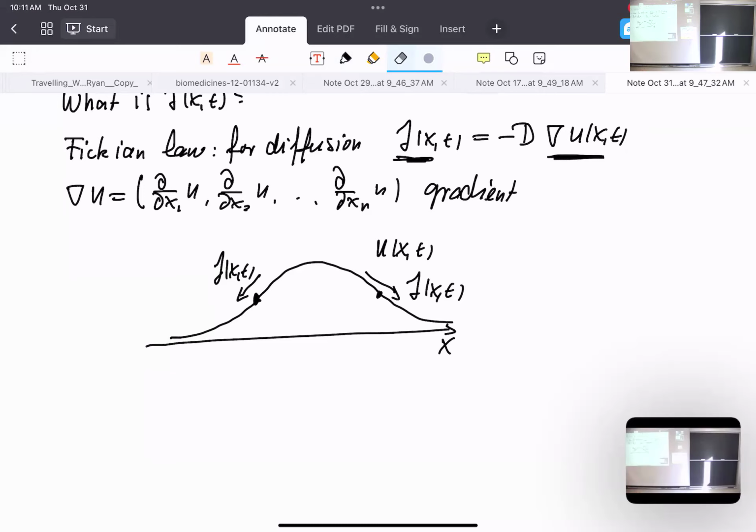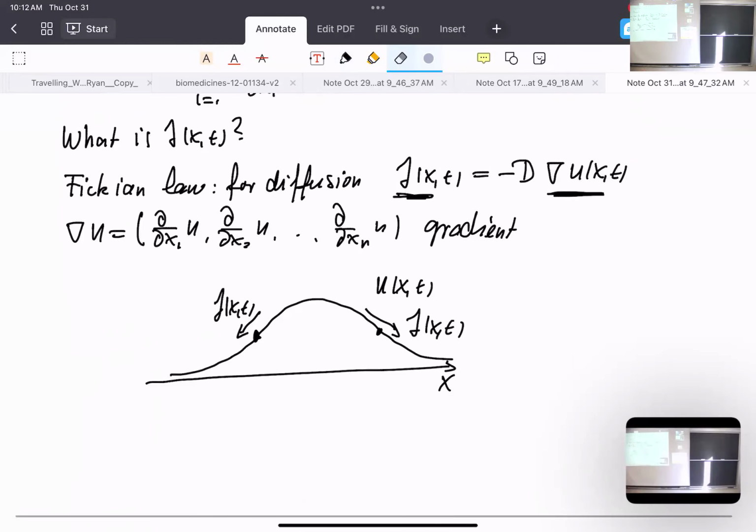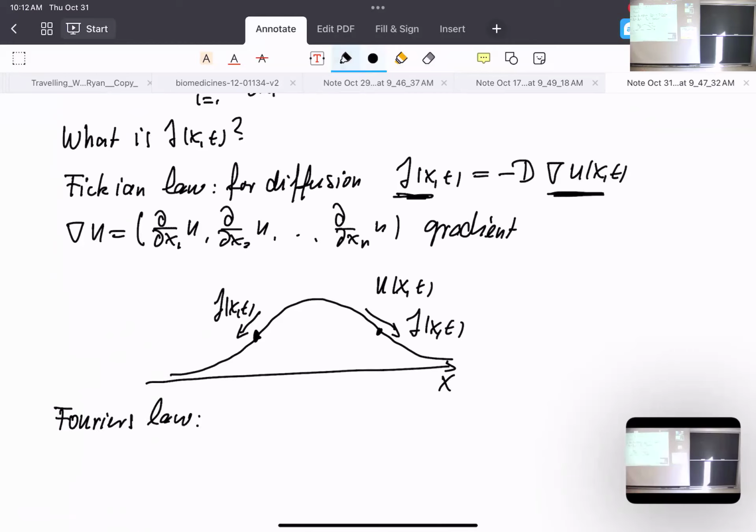Now, if you talk to, for example, Luigi Preziosi, I mentioned him here, he comes from thermodynamics, and he would know Fourier's law. In Fourier's law you are concerned about heat conduction, so U would be a temperature profile. And of course, temperature flows from hot to cold, right? So if you have a profile like I plotted here, it would get colder on top and warmer on the sides. The Fourier law is J of x,t equals minus kappa gradient U. Wow, that's cool. They actually came up with the same law in totally different applications. One is for chemistry and the other is for thermodynamics. And this is also a reason why this is so important.